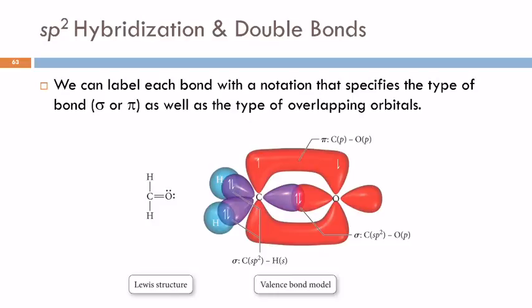What is the difference between the sp2 and the s? Well, the s orbital is spherical, and the sp2 orbital has one large lobe and one small lobe.